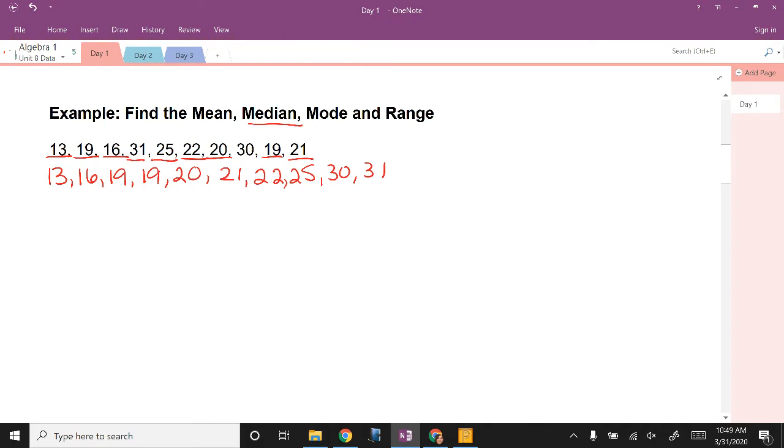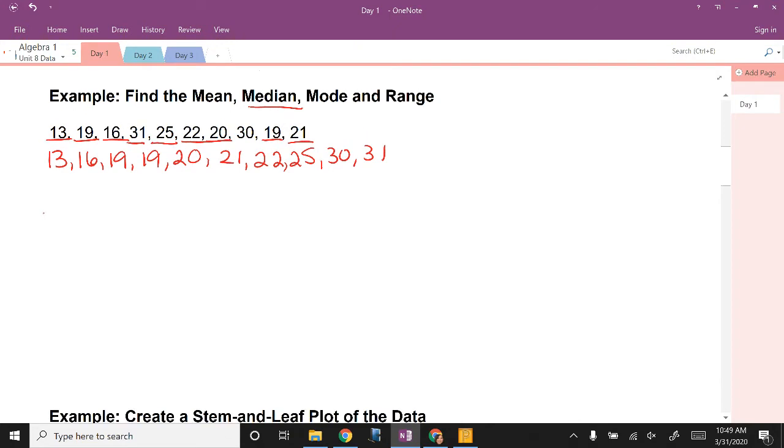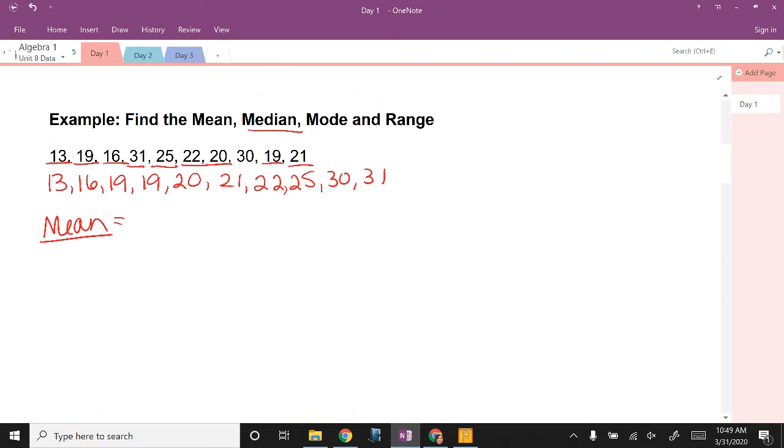So the first thing I'm going to find is the mean. When you're doing your practice for me, please make sure you label which one you're finding. Remember the mean is also known as the average. So I'm going to add all of my numbers and then divide by the amount of data that I have. I'm going to add 13 plus 16 plus 19 plus 19 plus 20 plus 21, using my calculator, plus 22 plus 25 plus 30 plus 31. I think I have them all. When I added all those together, I got 215.